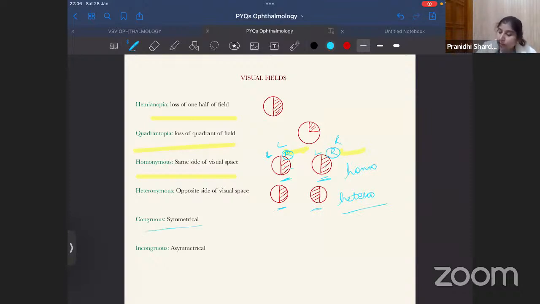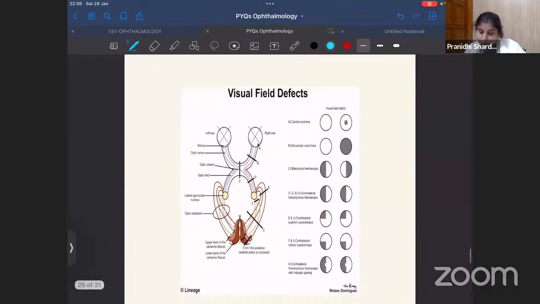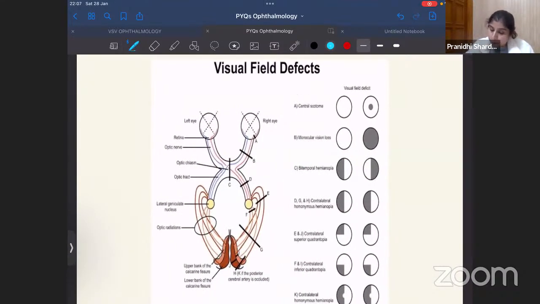Okay, congruous is symmetrical. This is a congruous lesion. In incongruous, it can be like one is hemianopia, one is quadrantopia. Now, the screen is not moving. We'll look for the visual field defects. See, central scotoma: examples include any optic nerve disease, like CRAO, CRVO, any disease causing a lesion of the optic nerve. Macular diseases will also give central scotoma.